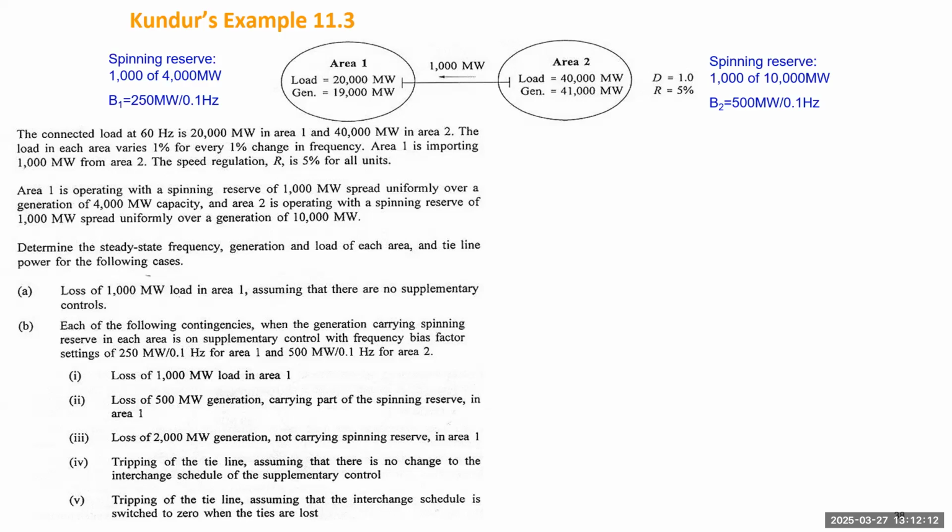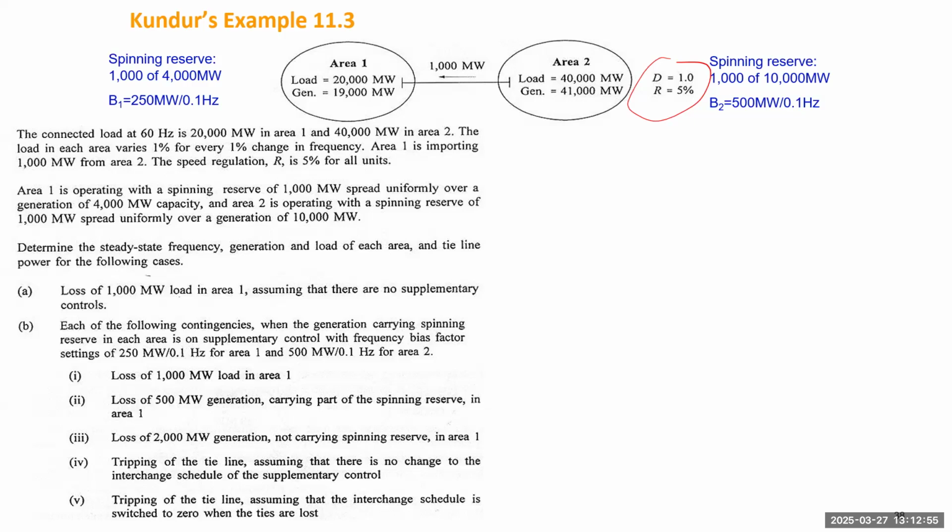So now let's consider two areas. Area 1 has a load of 20,000 megawatt and generation of 19,000 megawatt. Area 2 has 40,000 megawatt load and 41,000 megawatt generation. If you read the problem, they also tell you for all the load, we just simply assume D takes the value 1.0. 1.0 here means for 1 per unit frequency change, it should be 1% of frequency change will cause 1% load change. That's what D equals 1 means.